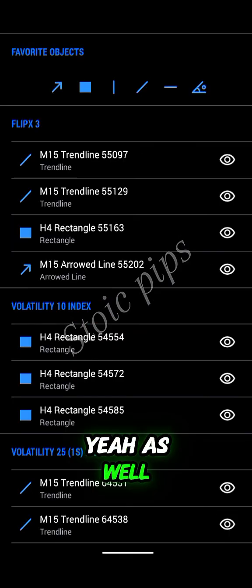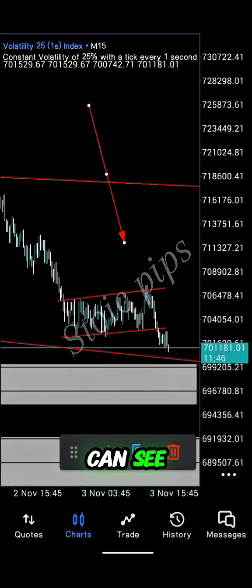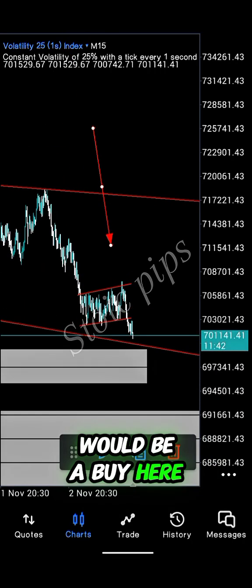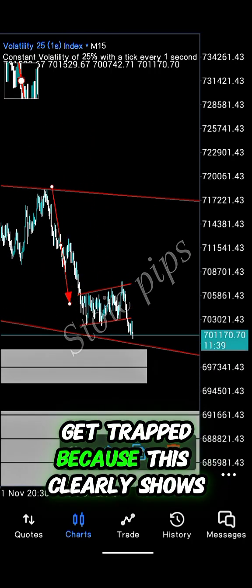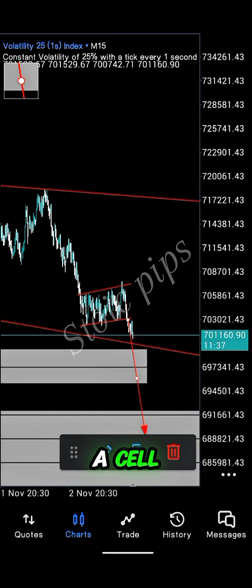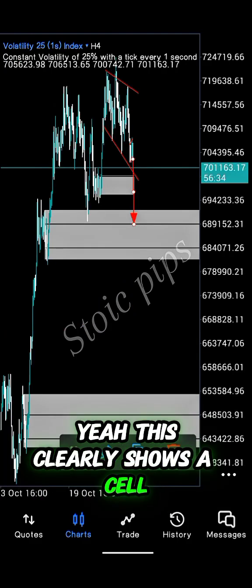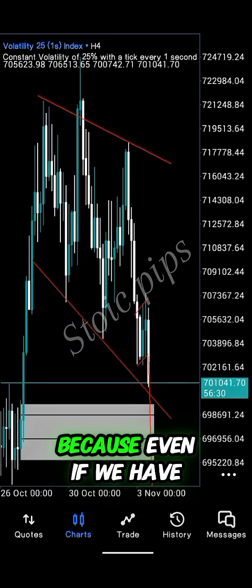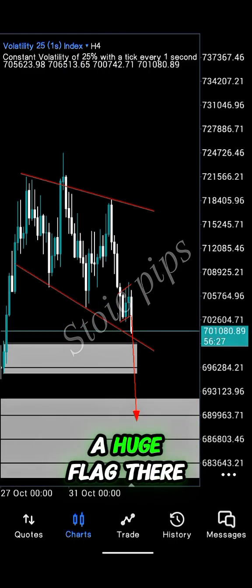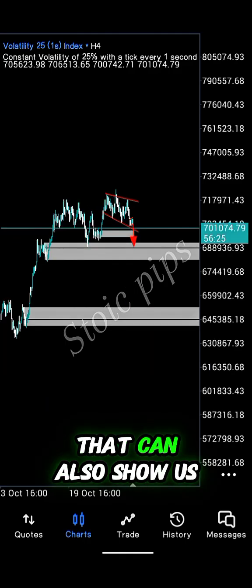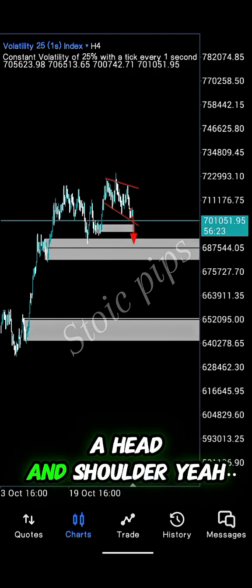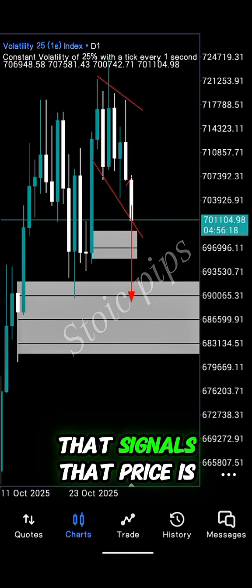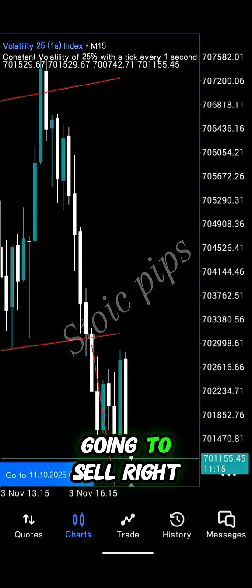Yes, well, so for this, as you can see, someone would anticipate that there would be a buy here, but I'll tell you, you'll get trapped, because this clearly shows a sell. And we are targeting that area, because even if we have a huge flag there, that can also show us a head and shoulder, a signal that price is going to sell, right?